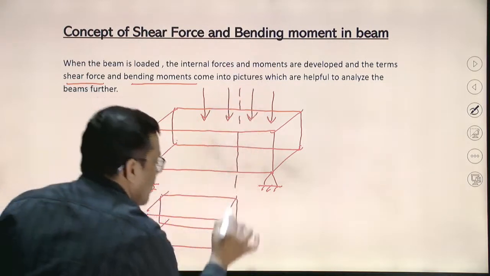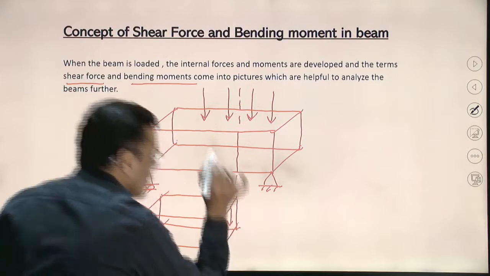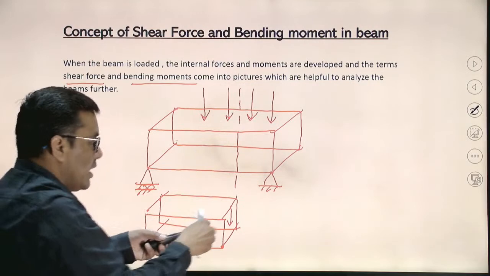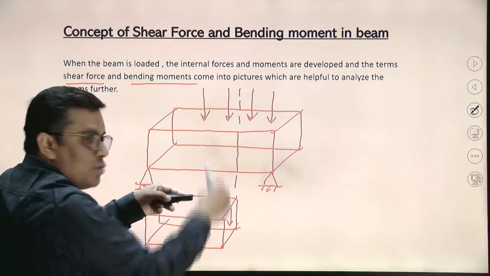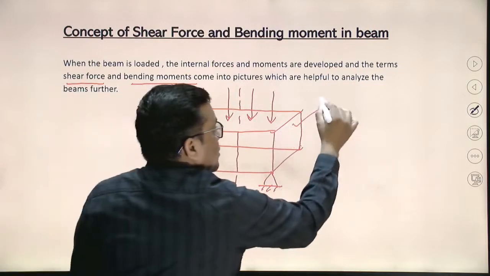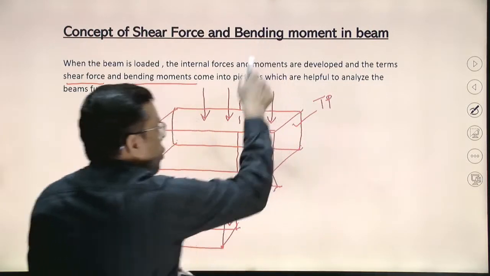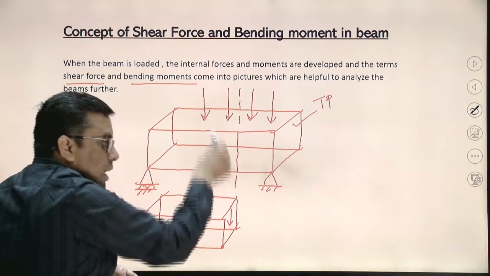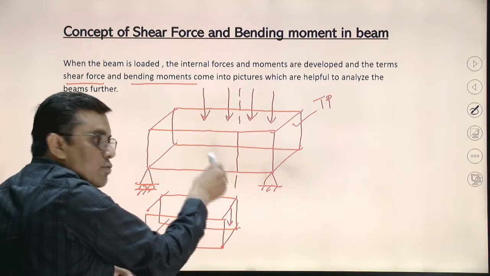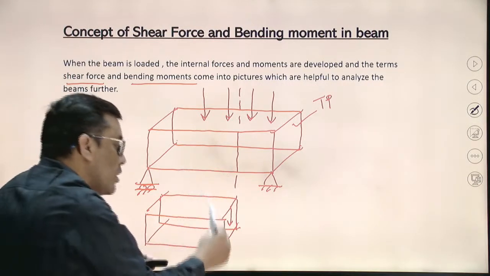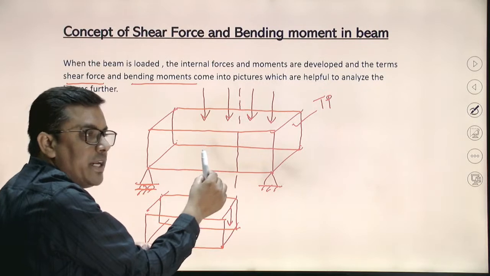This force, the load, which are the transverse, how are they? These are parallel to the transverse plane. This is the transverse plane. So the externally applied load is parallel to the transverse plane. So obviously the resistance offered by the beam material will also be parallel to the transverse plane.